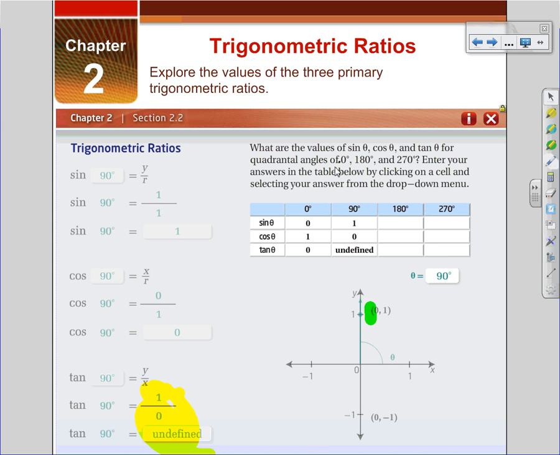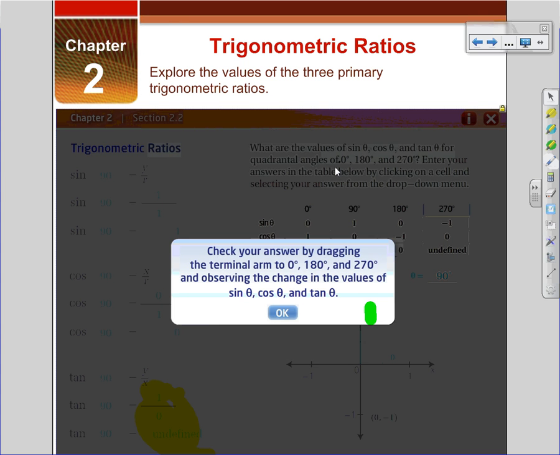That's true. That's better. And then we find at 180, the values switch a little bit in that the cosine turns negative, but the others remain the same as they were at 0. And at 270, which is similar to 90, now sine is no longer 1, but negative 1. Cosine is still 0, and tan is still undefined.